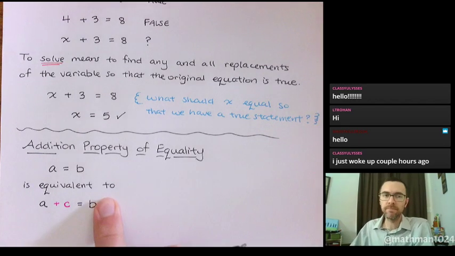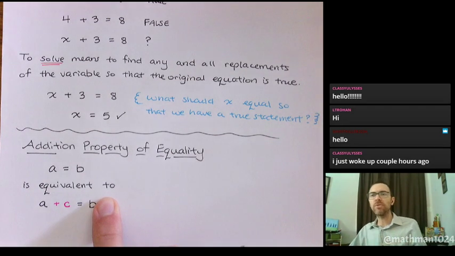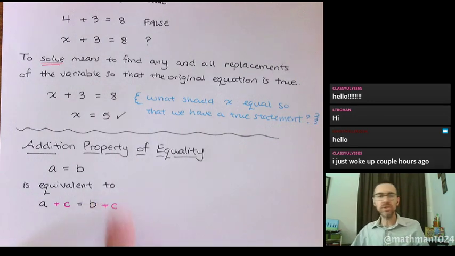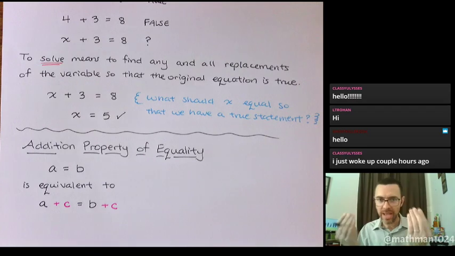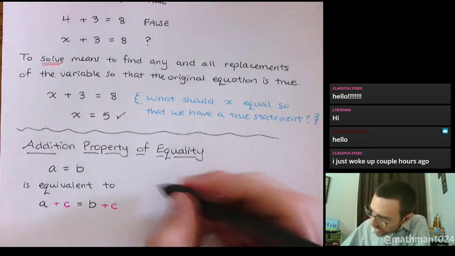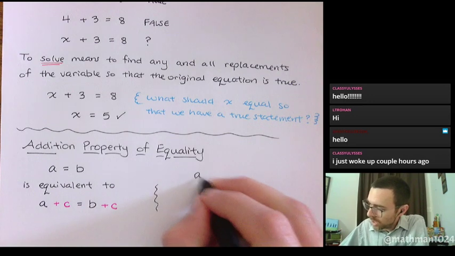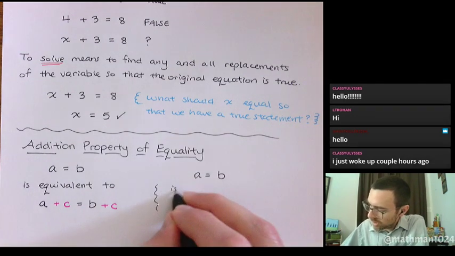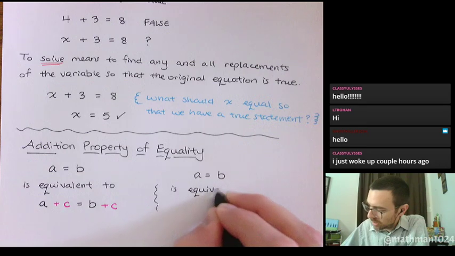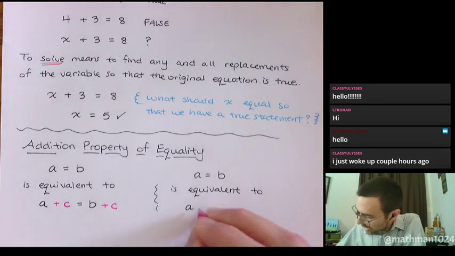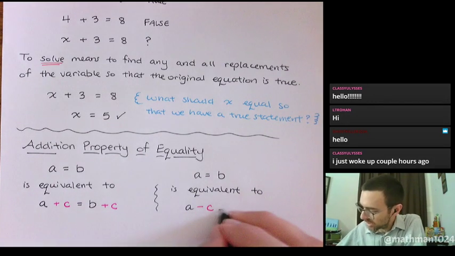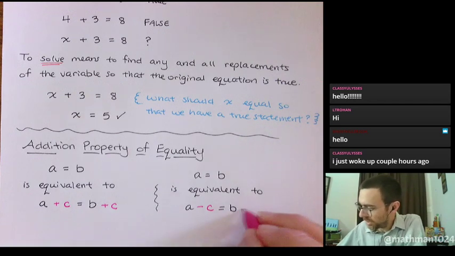You can't just do that. If all you do is add C to one side, or you add a value to one side, you've thrown off the balance here. And that's the whole conversation that we're going to be having today, is that we are maintaining balance. So that what you do on one side of the equation, you're going to do on the other side. You have to maintain balance. Similarly, you would see this, that A equals B is equivalent to A minus C is equal to B minus C.